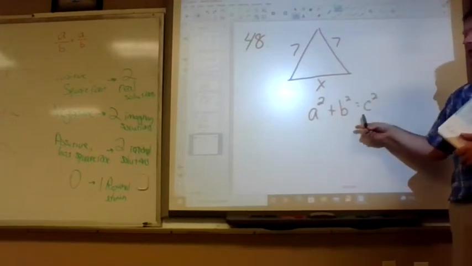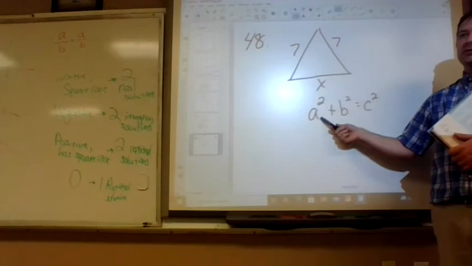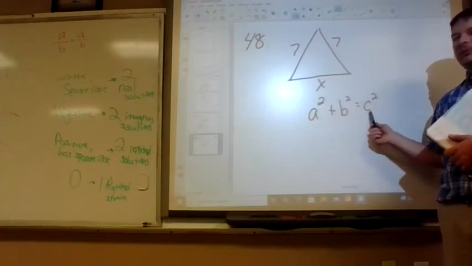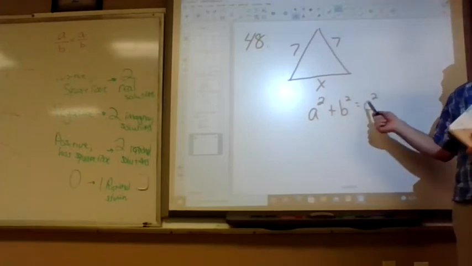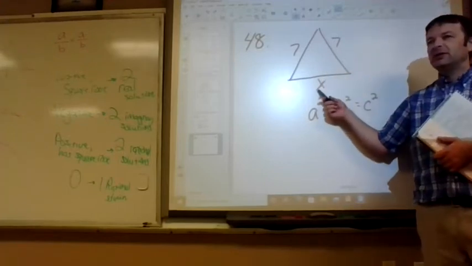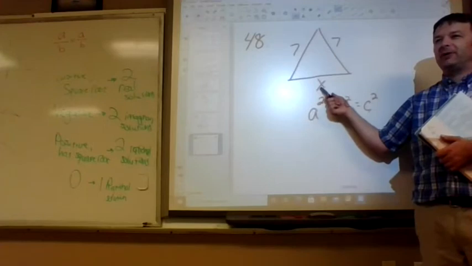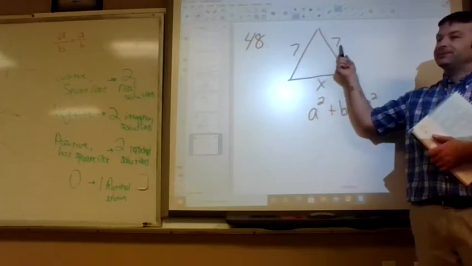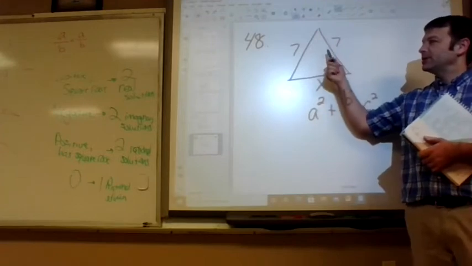Okay, what does A, B, and C stand for? The legs and the hypotenuse. The hypotenuse is the big side. X would have to be the hypotenuse. Do you guys know why I know that? Because these two are the same, so they can't be the hypotenuse.